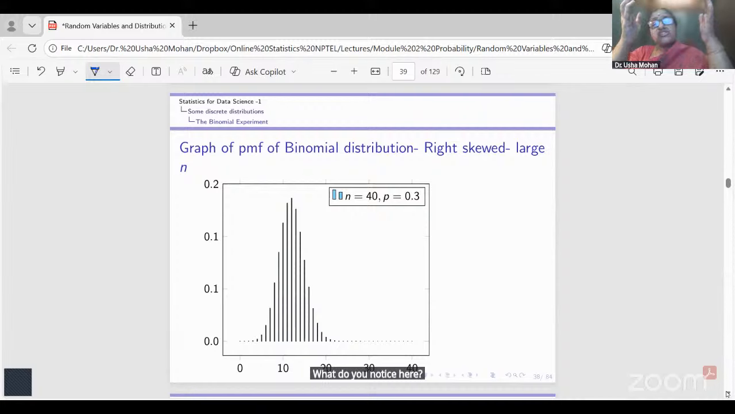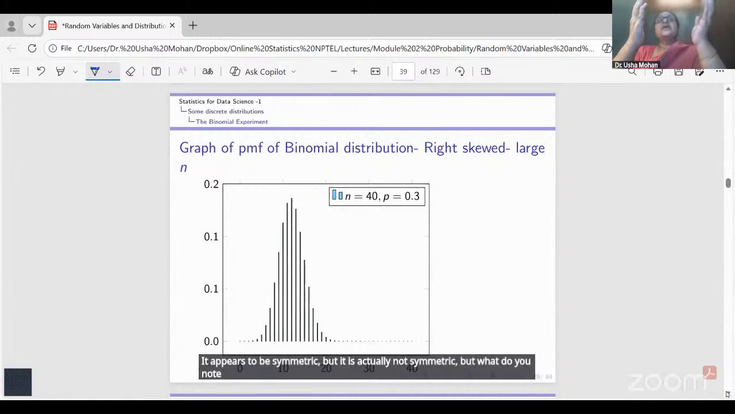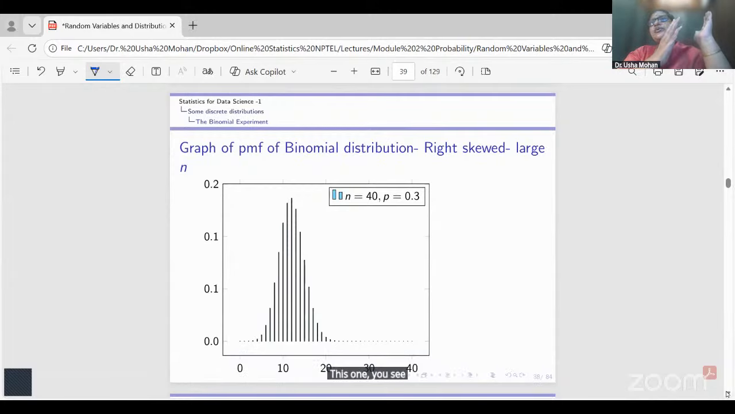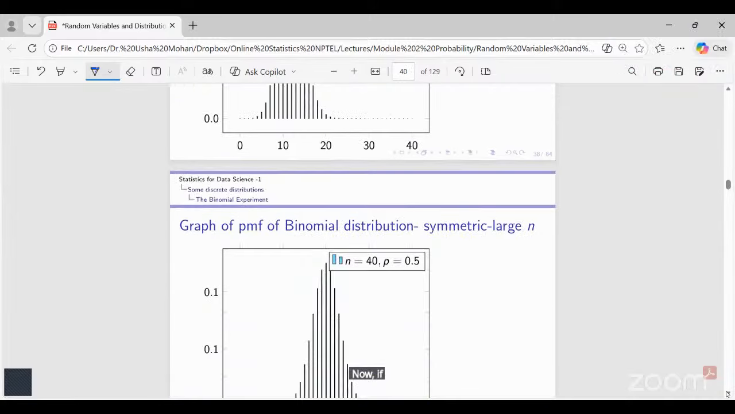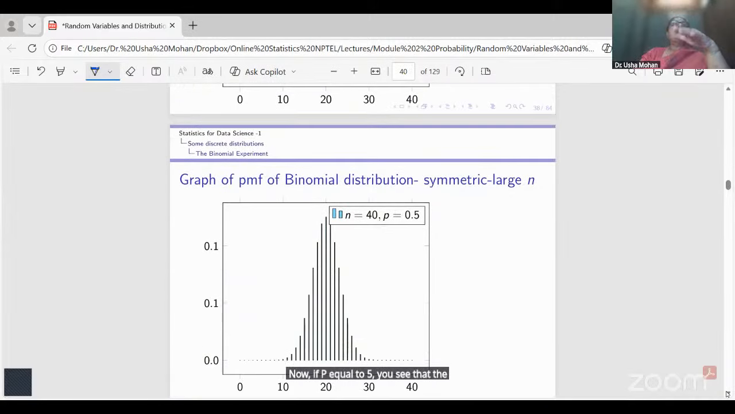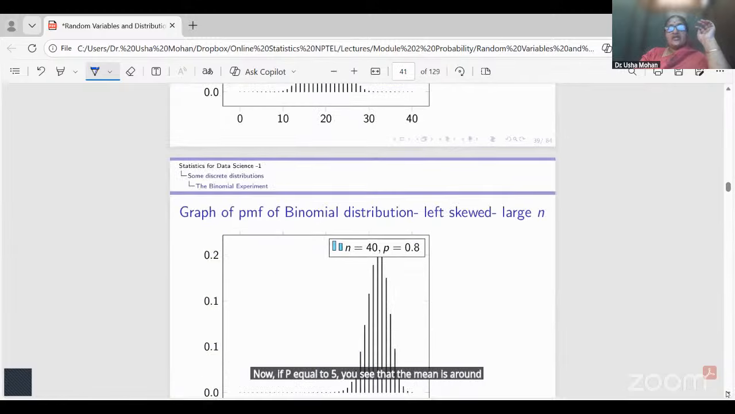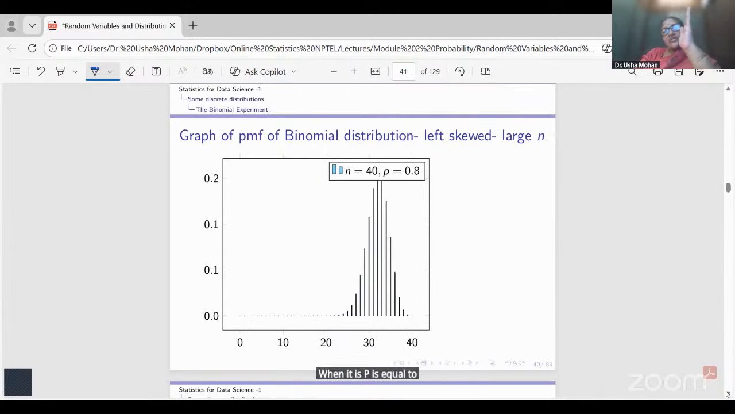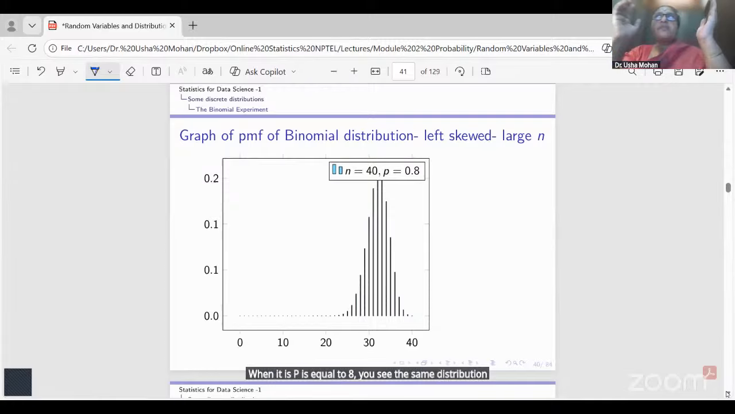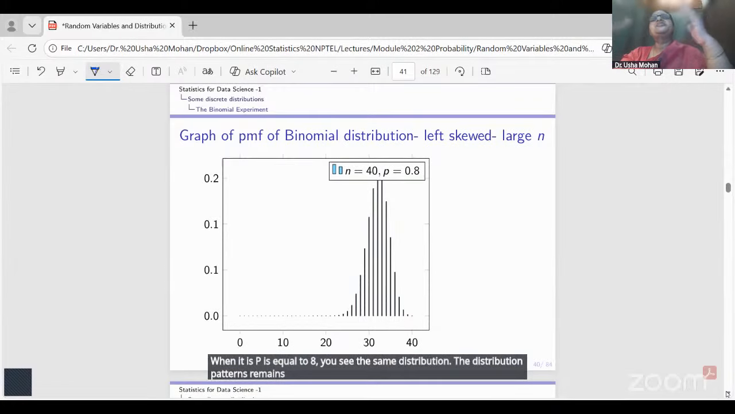It appears to be symmetric, but it is actually not symmetric. But what do you note? You see, it is shifted to the left. Do you see that? Now, if p equal to 0.5, you see that the mean is around 20. When p is equal to 0.8, you see the same distribution. The distribution pattern remains the same, but it is shifted to the right. Do you notice that?